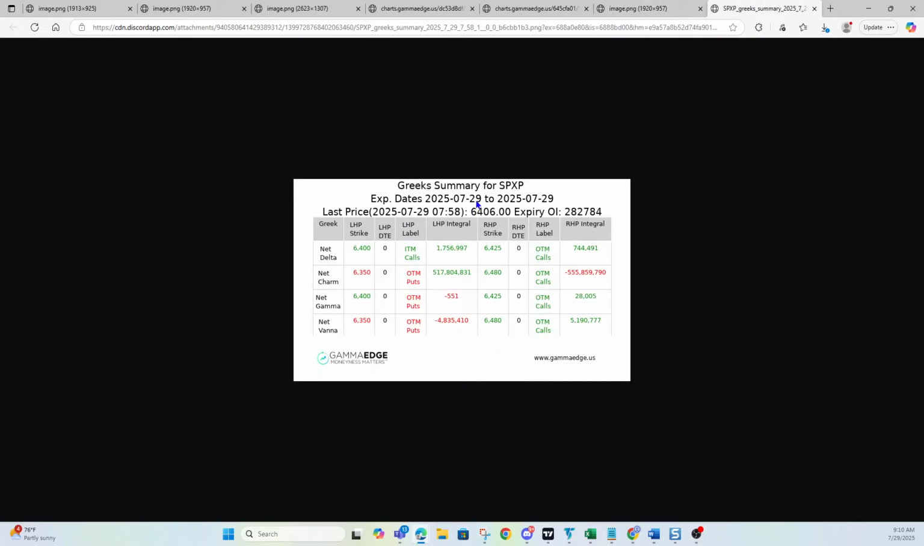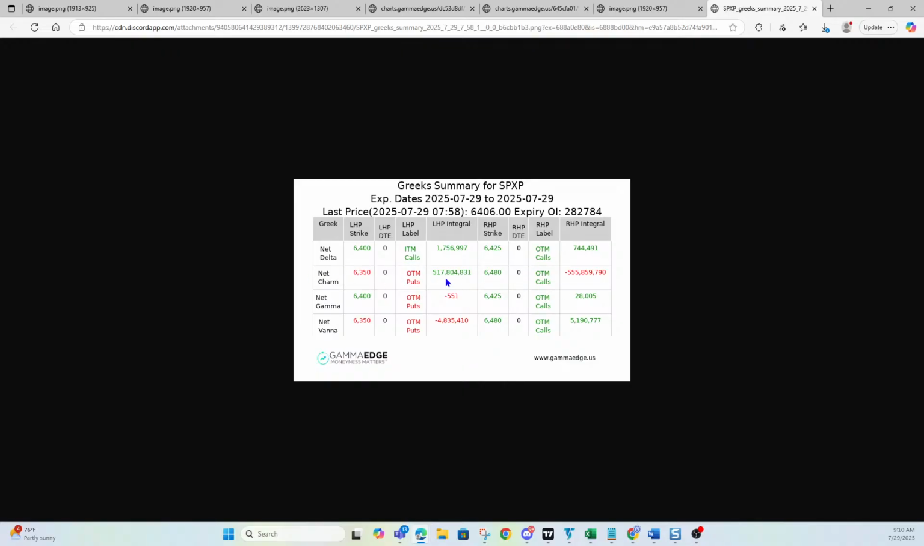Net stack command, highest sensitivity levels for today. 6,400 to the downside in the money calls. Those will be supportive throughout the day as long as we're above that area, as well as transition. 6,425 to the upside, that's the first out of the money call stop we'll be looking for. Charm, again, 6,480 out of the money calls. Very balanced on Charm today.